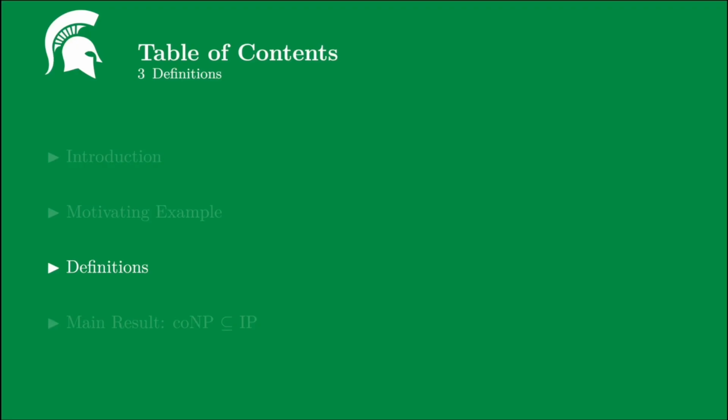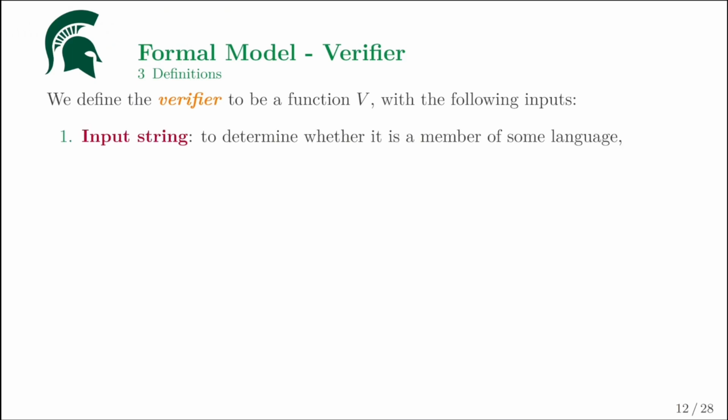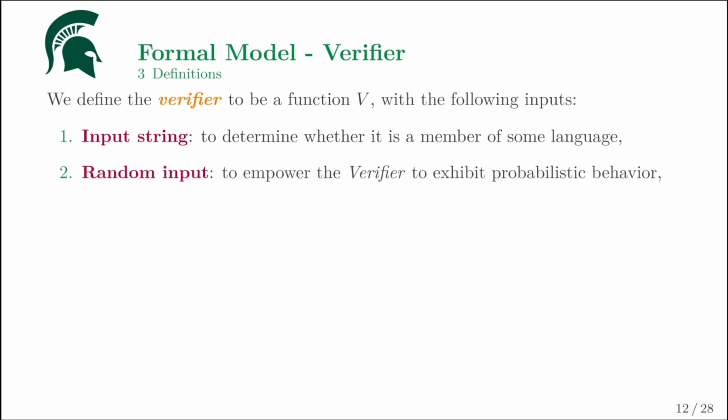Now, let's proceed to the formal definitions for this idea. As mentioned earlier, an interactive proof system consists of two parts, a prover and a verifier. Let's start with the verifier. We define it as a function v with three inputs. First is the input string, for which v is tasked with deciding membership in some language. Second is the random input, which is a randomly chosen string which empowers the verifier to exhibit probabilistic behavior based on this external input rather than internalizing this functionality.